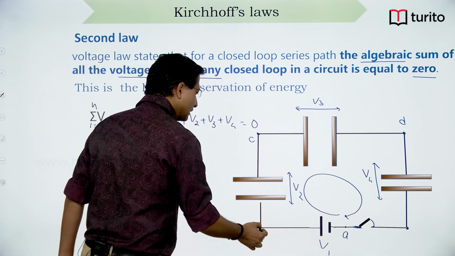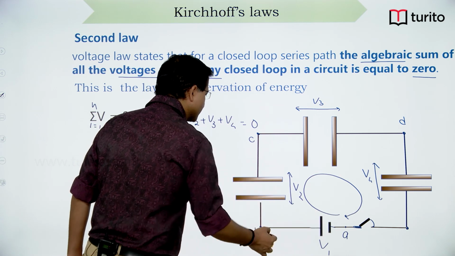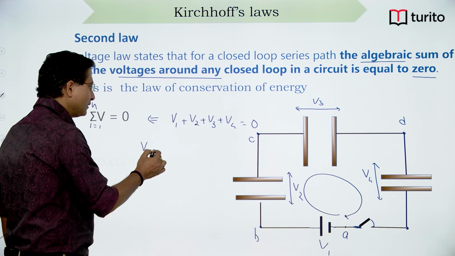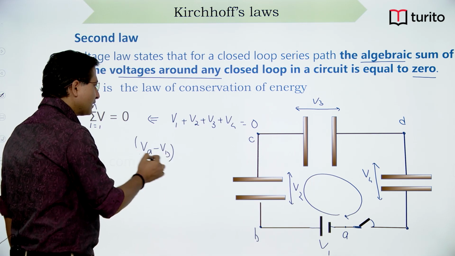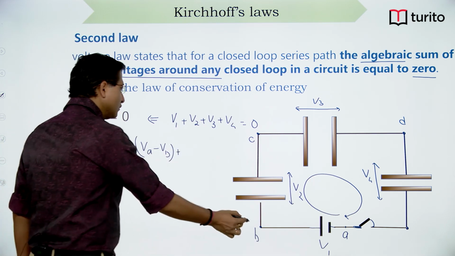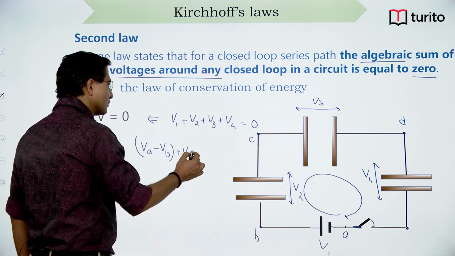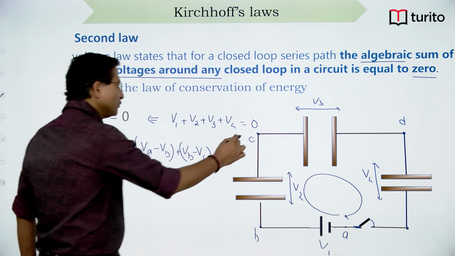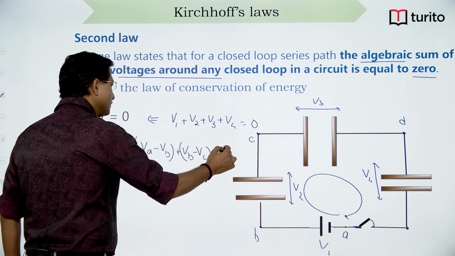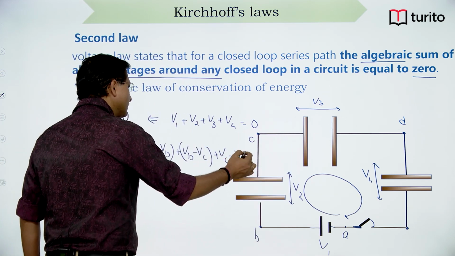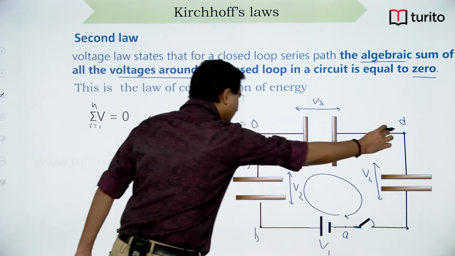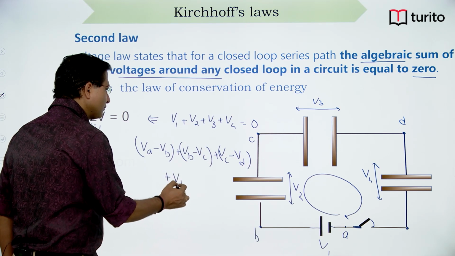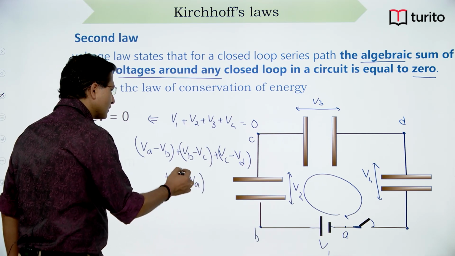VA and this is VB. So, this potential difference is VA minus VB, right. The next one plus VB minus VC, then the next one VC minus VD, and then the last one, if you see, this is VD minus VA, plus VD minus VA.